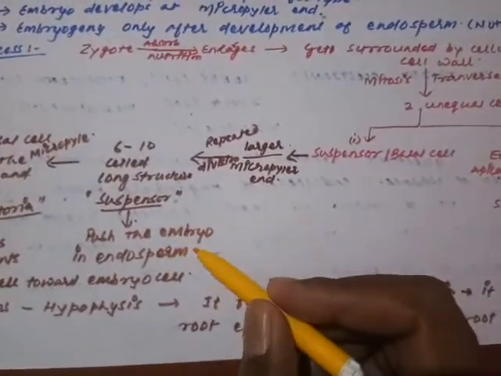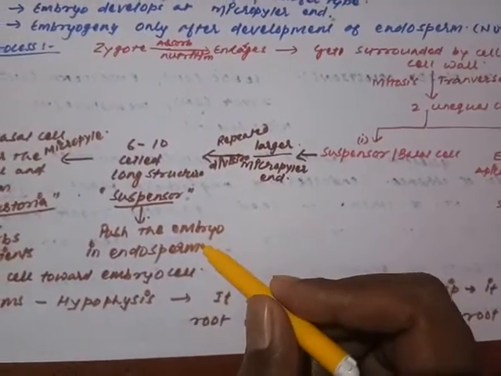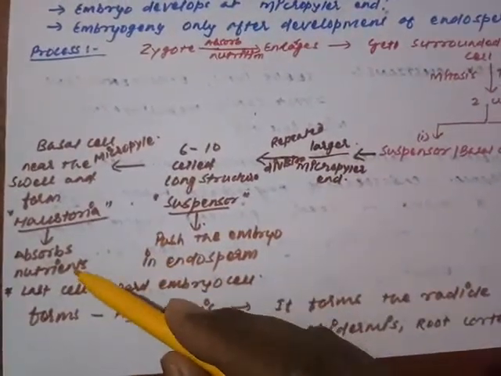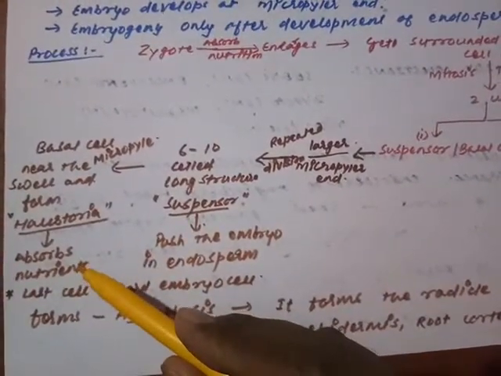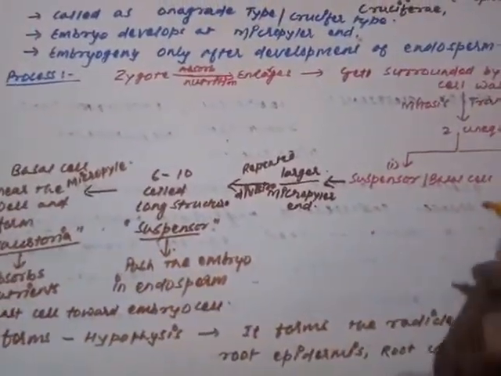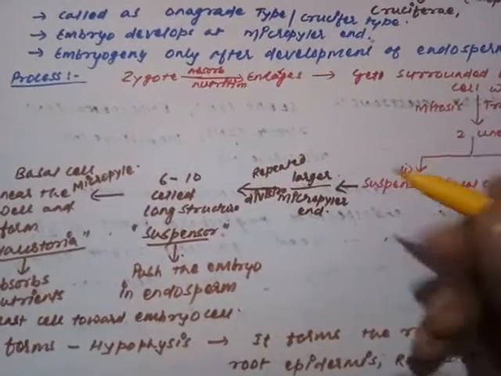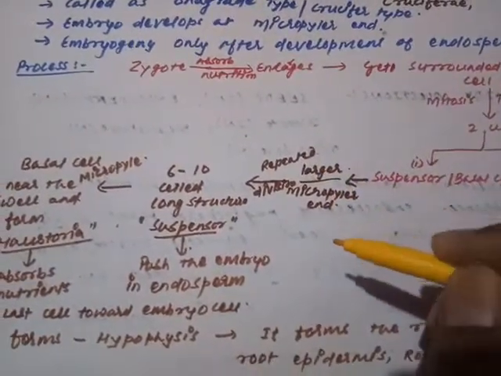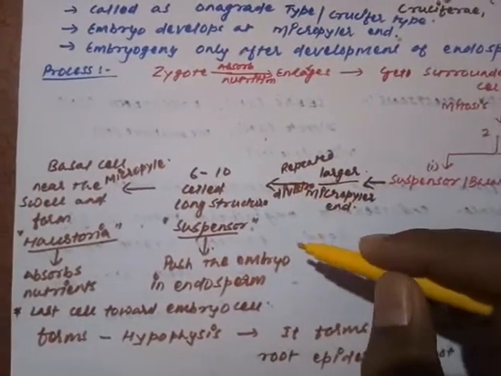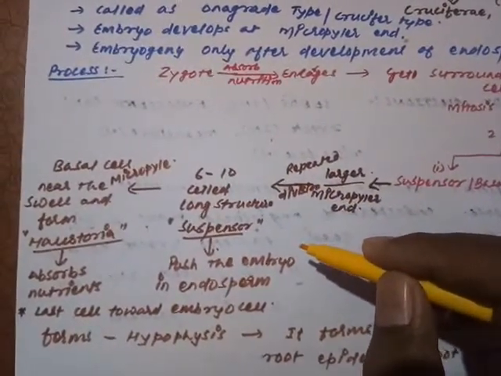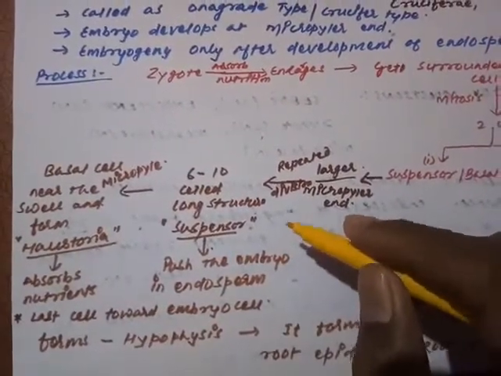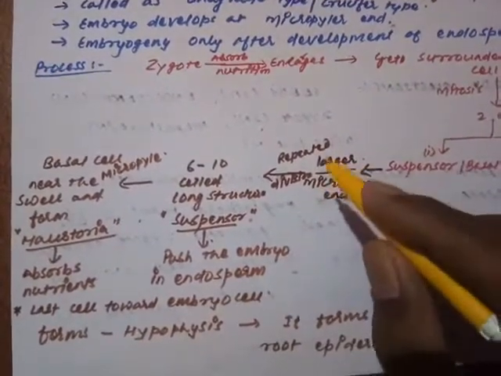The suspensor pushes the embryo into the endosperm for the purpose of getting nutrition for embryonic development, and the haustorium is known to absorb the nutrients. So now everything is clear. Once again I'm going to explain the suspensor cell or basal cell. The suspensor or basal cells are larger in size. They lie toward the micropylar end and undergo repeated division to form a 6 to 10 cell long structure called the suspensor, and that suspensor works to push the embryo into the endosperm.